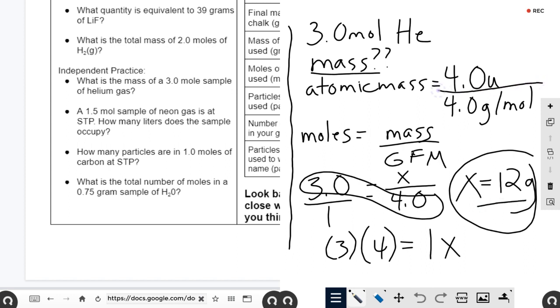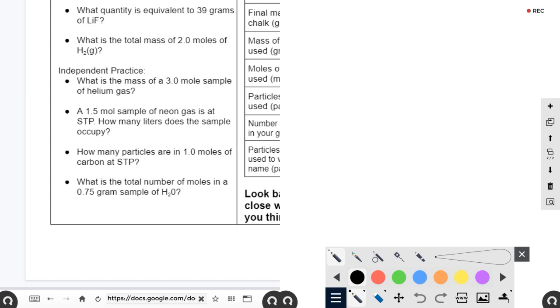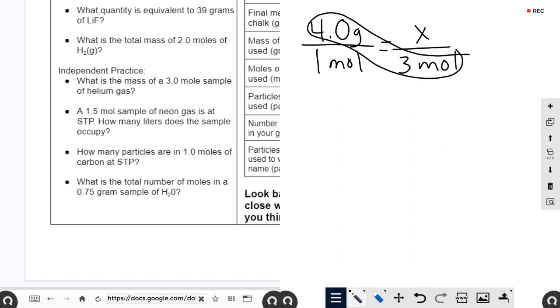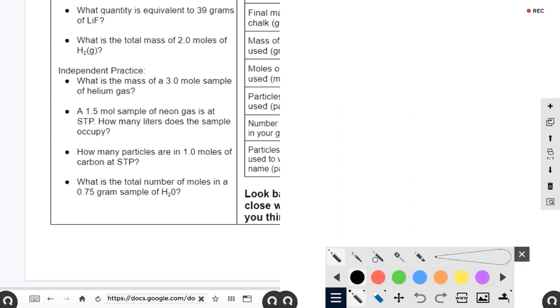Well, that makes sense. Think about it: if 1 mole is 4 grams, then 3 moles would be 12 grams. Okay? The other way to set that up, if you prefer ratios, is we looked it up: 4 grams equals 1 mole, and this question was asking me to find the mass of 3 moles. Then you end up getting the same idea with cross multiplying. Now let's look at the next one.